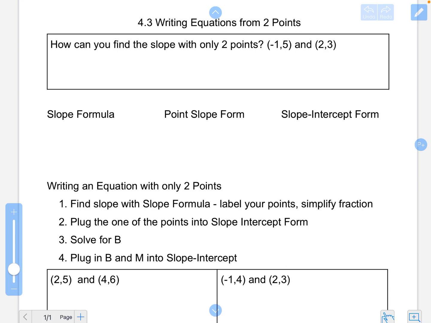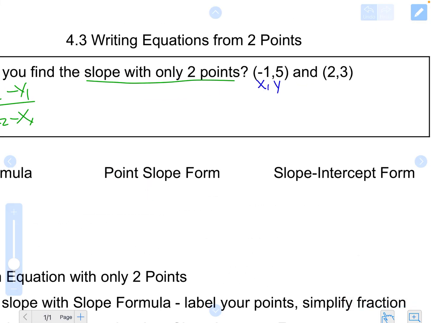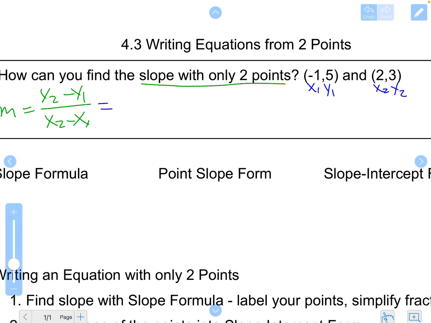So real quick, we're going to review something that we learned last unit, which is how to find the slope with only 2 points. So first we need our slope formula, which is slope equals y2 minus y1 over x2 minus x1. So anytime they give us points, I'm going to label them x1, y1, because x always comes first in points, x2, y2. So now I need to plug these into my formula.